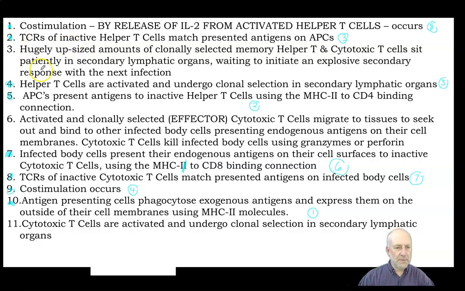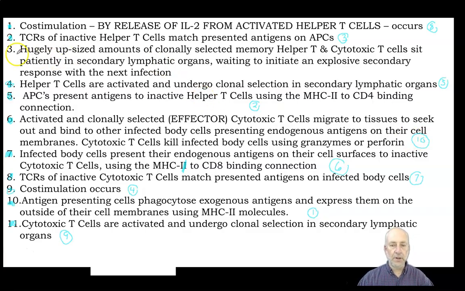Okay, we're co-stimulated. Now we need to activate and undergo clonal selection. Okay, so this will be number 9. Those cytotoxic T cells that have the exact perfect TCR, T cell receptor, are activated, undergo clonal selection, and then boom, out to the tissue. Effective cytotoxic T cells migrate out to the tissue. They seek out the infected body cells, and they use either granzymes or perforin to kill the cells.